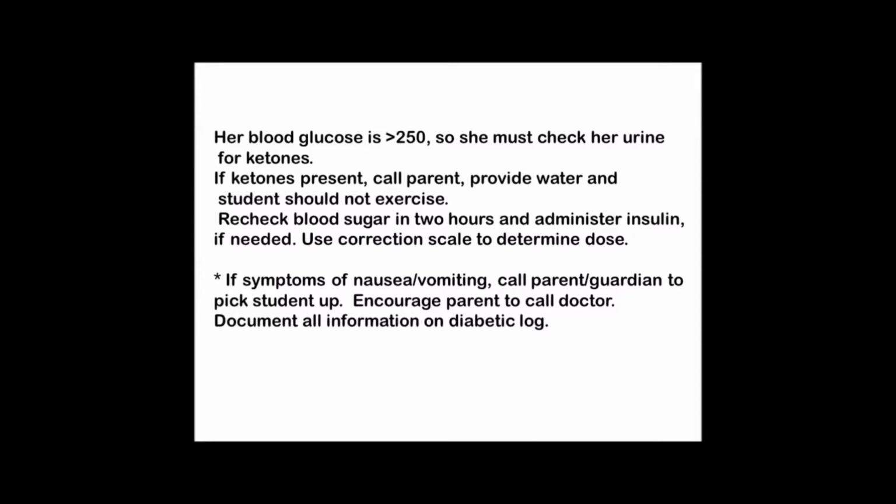Use the correction scale to determine the dose. If there are symptoms of nausea or vomiting, call the parent or guardian to pick the student up. Encourage the parent to call the doctor. Document all information on the diabetic log. This graphic shows a close-up of the chart used to determine the amount of ketones in the urine.